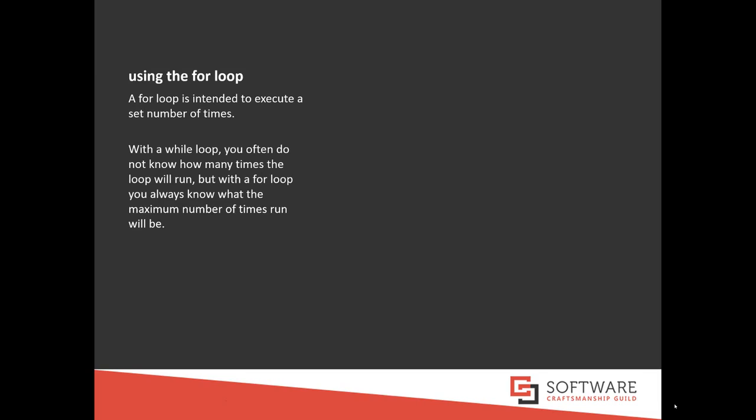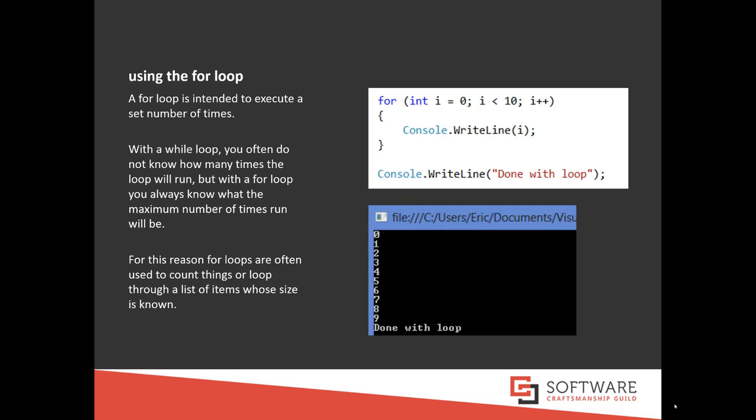But when we use a for loop, we're always going to know what the maximum number of times run will be. For this reason, for loops are usually used to count things or loop through a list of items whose size we know. Here's a little code example of a for loop.